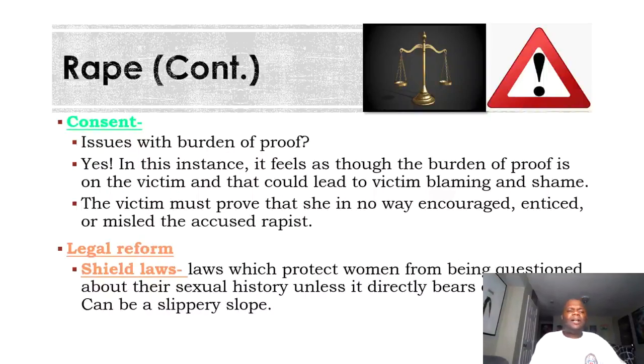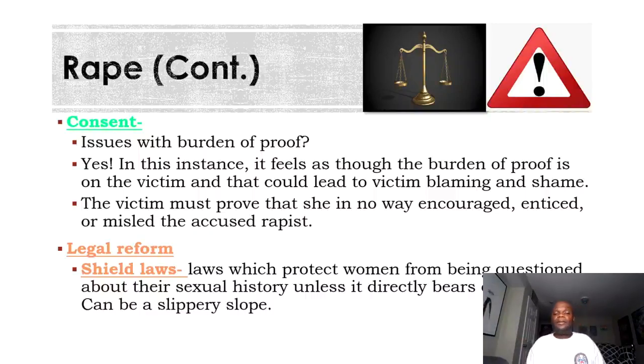And so lastly, think about consent and legal reform as it comes to this topic. What about the burden of proof? The burden of proof is beyond a reasonable doubt. Can a prosecutor prove beyond the exclusion of a reasonable doubt that a person engaged in sexual relations with another person and that it was not consensual, right? It becomes a very difficult task, and you get victim blaming, you get shame. Sometimes the victim even has to be the one to prove that they did not encourage, entice, or mislead the offender. But legal reforms are out there.